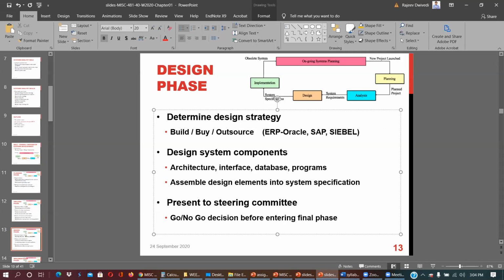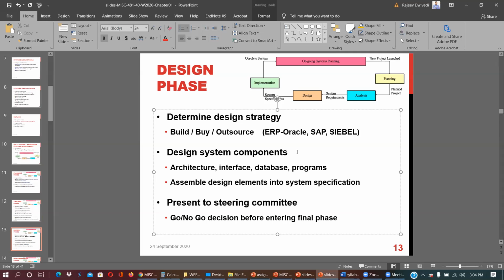Anyway, most of the systems in organizations are ERP. What they do is customize those systems, meaning software or systems are already there and are customized based on the need of the organization. So building is really happening in the current setup.